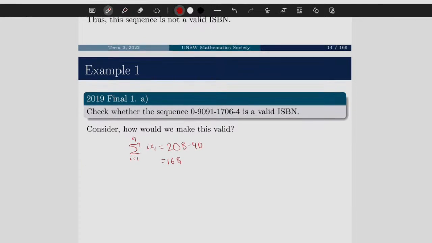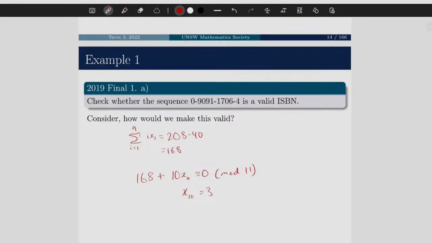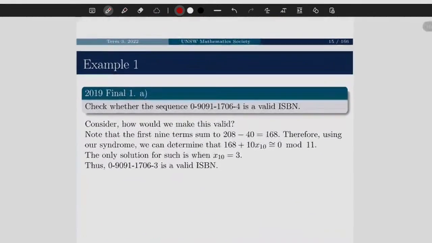And considering the equation again, we're going to go 168 plus 10 times x_10, and that's going to be congruent to 0 mod 11. You can use code for this, your handheld calculators, or your brain, but what you'll end up getting is that the final digit should be, I think, 3. And that will leave us with our valid ISBN.